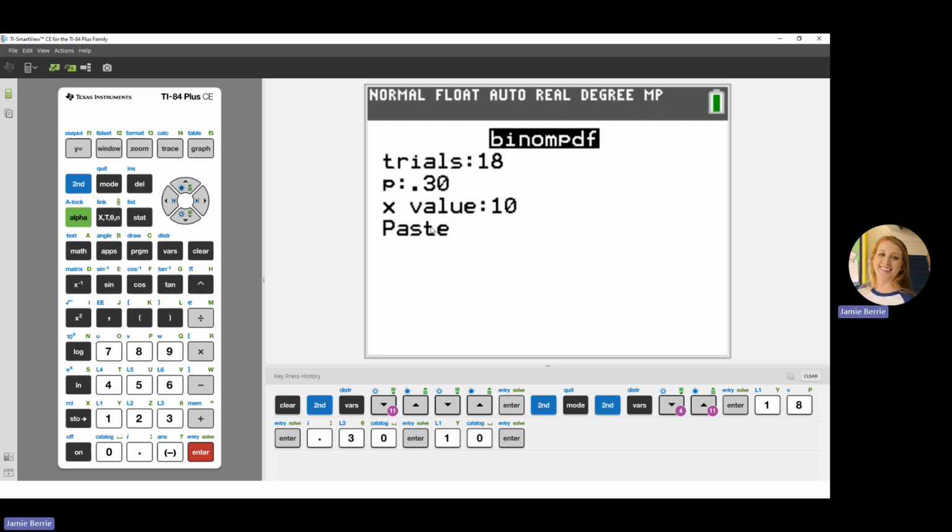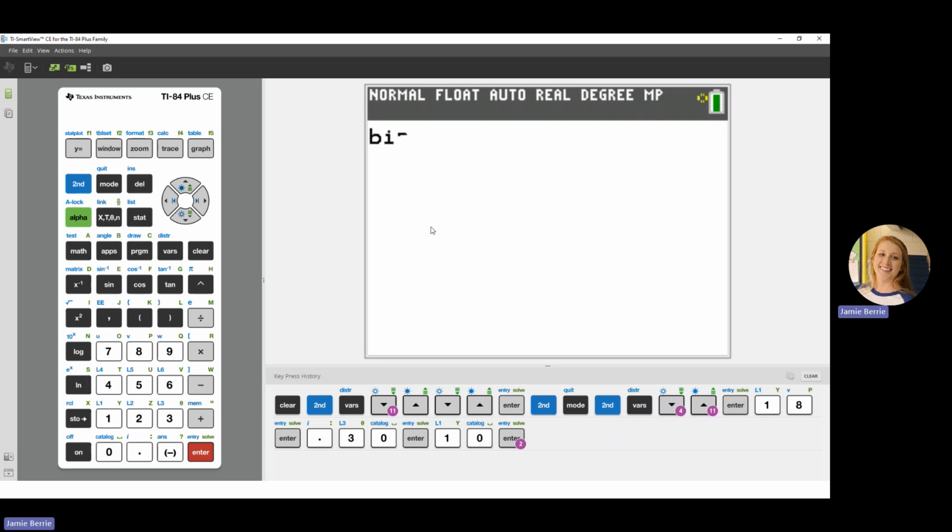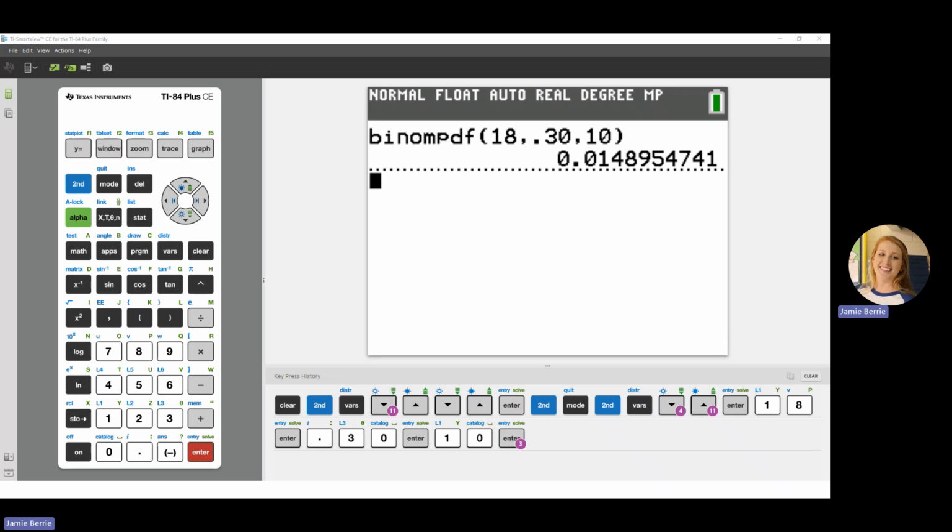Now we just hit paste. So hit enter. That's going to paste that onto your screen. Now you can double check, make sure everything looks right: 18, 0.30, 10. Everything looks fine. Hit enter, and there's your probability. We always do 4 decimal places with binomial probabilities. So it's going to be 0.0149.